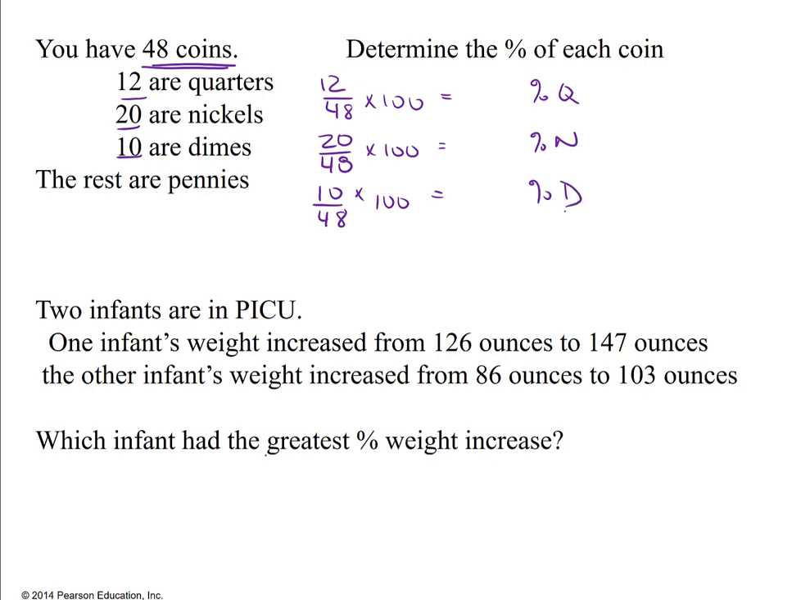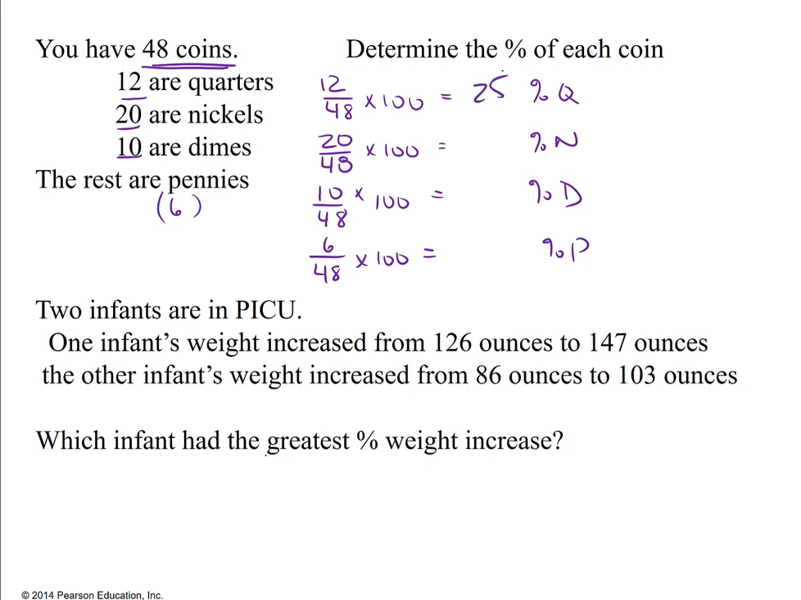And then with the rest are pennies. The way to figure out how many pennies, you could take 48 and subtract the numbers of quarters, nickels, and dimes. So if you took 48 minus 12 minus 20 minus 10, that tells you that you have 6 pennies. So 6 divided by 48 times 100 would tell you the percent of your pennies. So just including that, that would solve this problem.